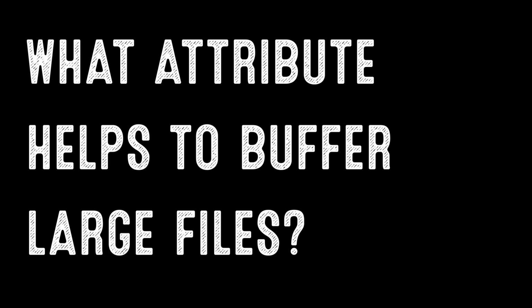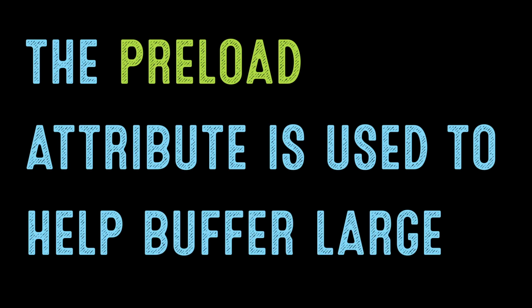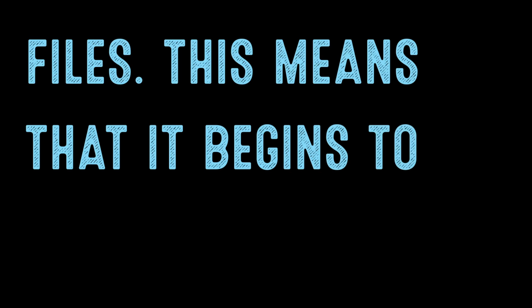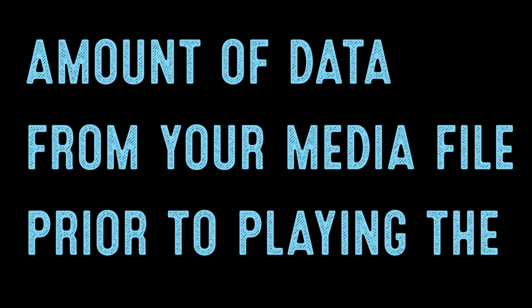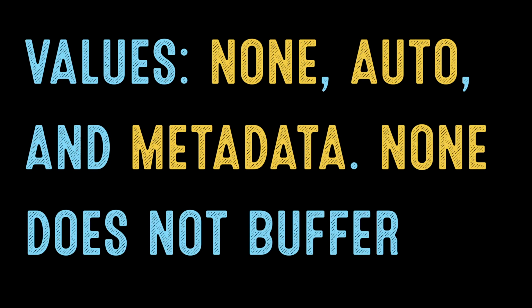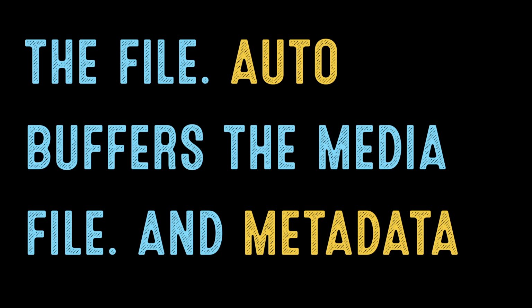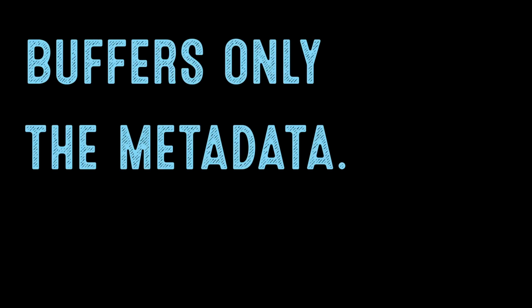What attribute helps to buffer large files? The preload attribute is used to help buffer large files. This means that it begins to download a certain amount of data from your media file prior to playing the media so that the media plays smoothly. You can select 3 values: none, auto, and metadata. None does not buffer the file, auto buffers the media file, and metadata buffers only the metadata.